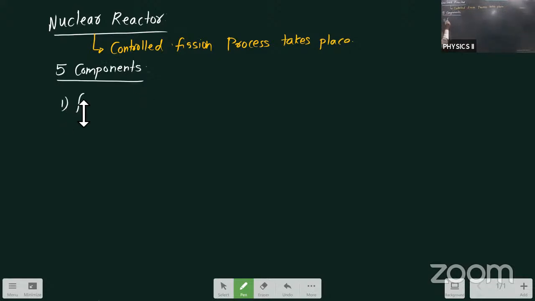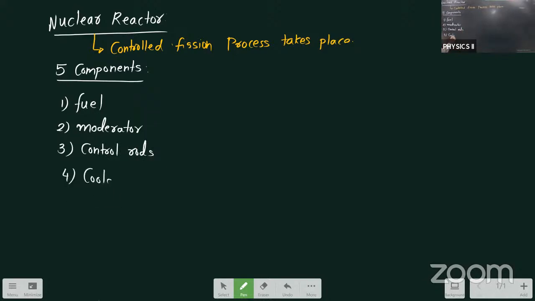First one was fuel. The other component was moderator. The third component was control rods. The fourth component was coolant. And the fifth component was shielding. These were the 5 components that we discussed yesterday. What was the fuel that we'll be using? We'll be using nuclear fuel, and that is uranium 235, with atomic number 92.